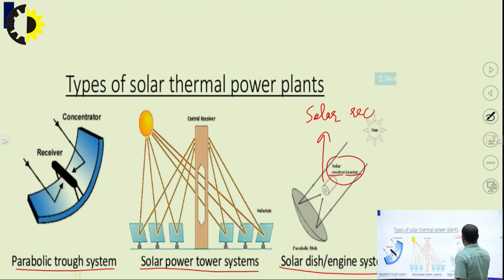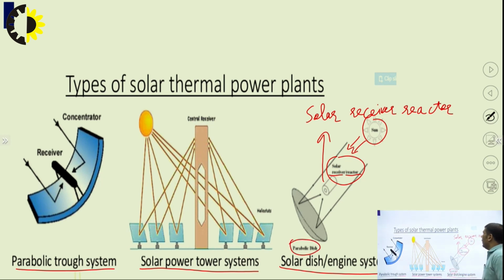Solar receiver reactor. Okay, so this one is the solar receiver reactor, and this one is the sun, from which the energy directly comes toward this parabolic dish. This is the parabolic dish. Okay, so let us discuss these three types in brief, one by one.